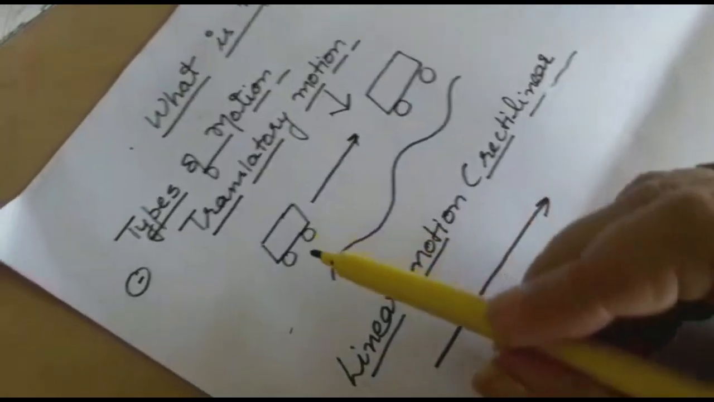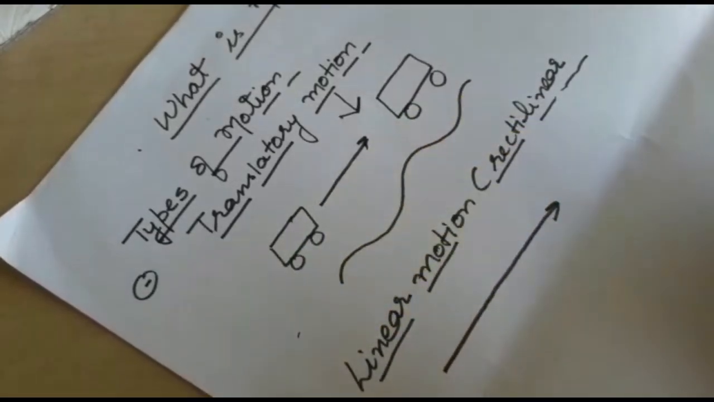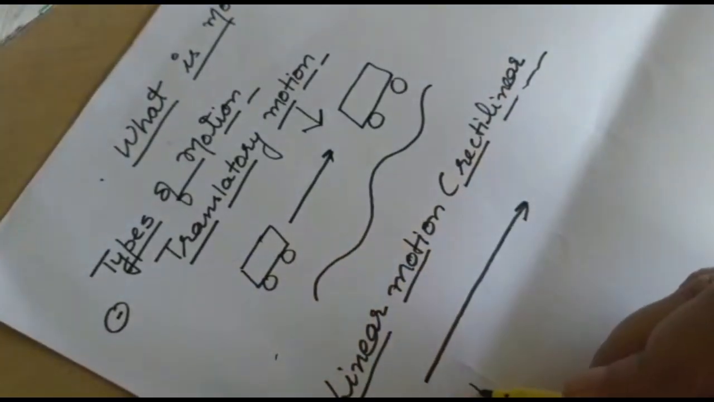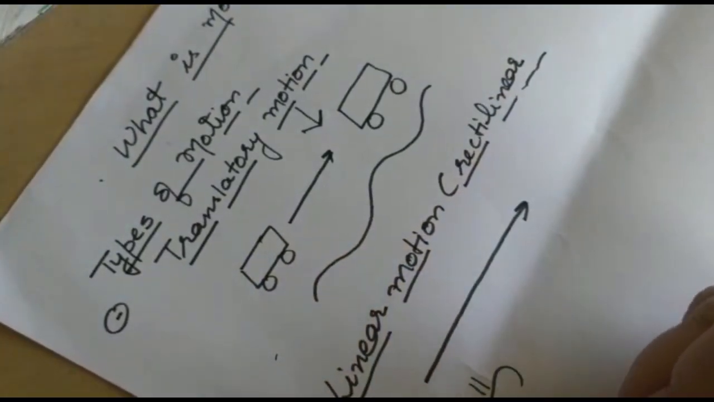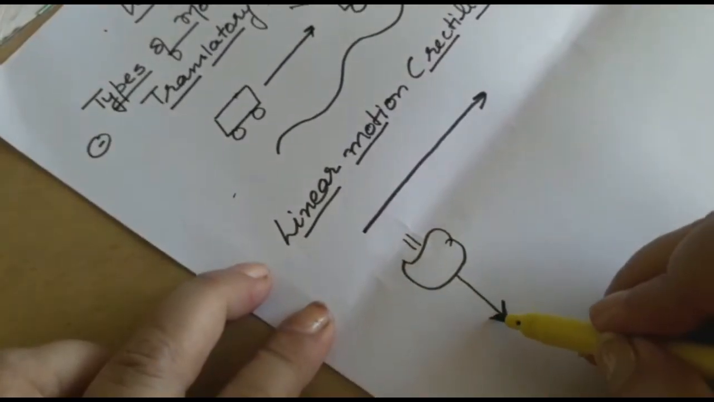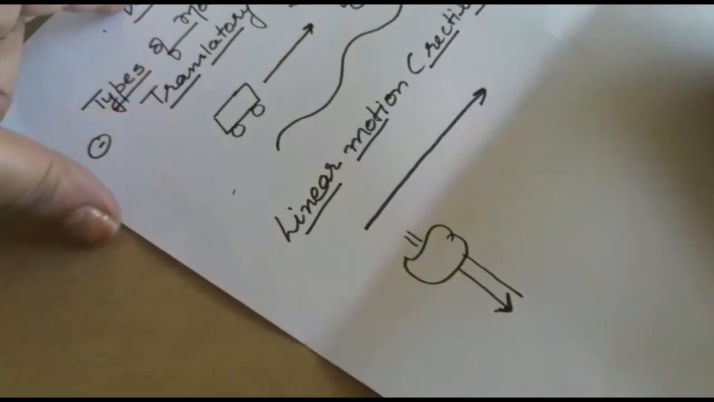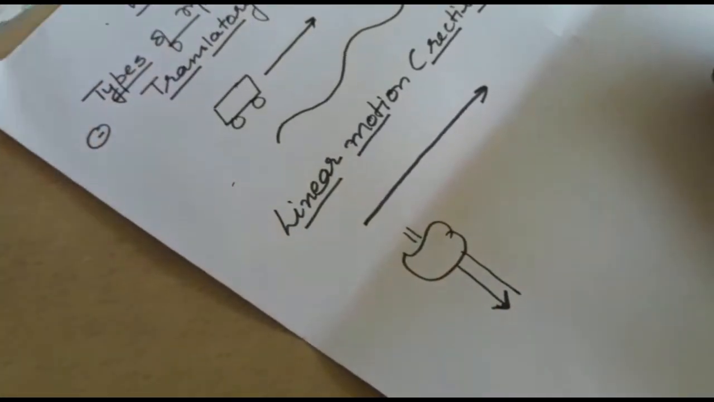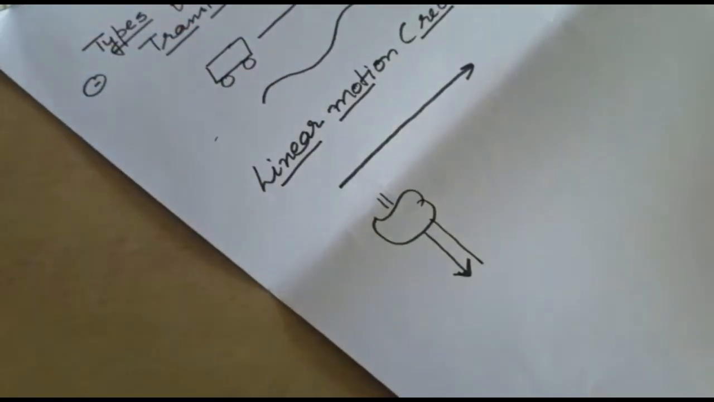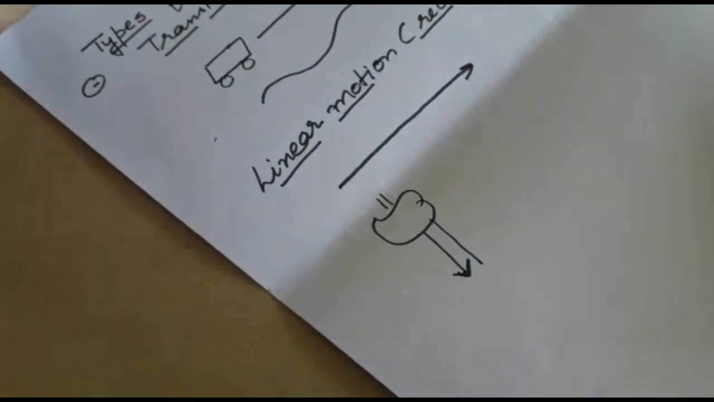Okay, for example, a car moving on a straight road, and an apple falling, like this is apple, if it falls from a tree in straight line. Such types of motions, they are called linear or rectilinear motion. And other examples, bullet shot from a gun, it is said to be linear or rectilinear.